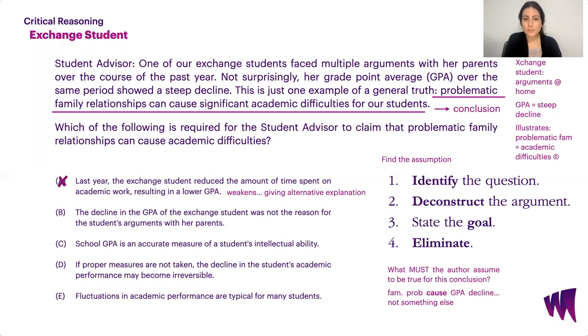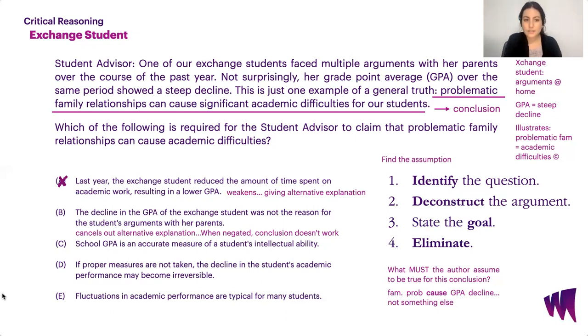B, the decline in the GPA of the exchange student was not the reason for the student's arguments with her parents. This is kind of useful because it cancels out any alternative explanation. Also, if you try to negate it, the conclusion wouldn't work anymore. So in other words, if instead of the problematic family situation causing the academic difficulties, if the academic difficulties were causing the problems at home, the conclusion would fall apart. So we're going to keep this one in because it is something that we need for the conclusion to make sense.